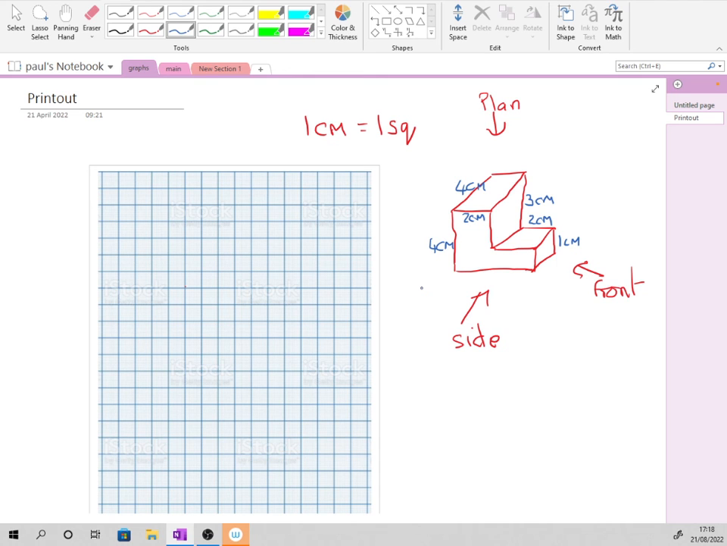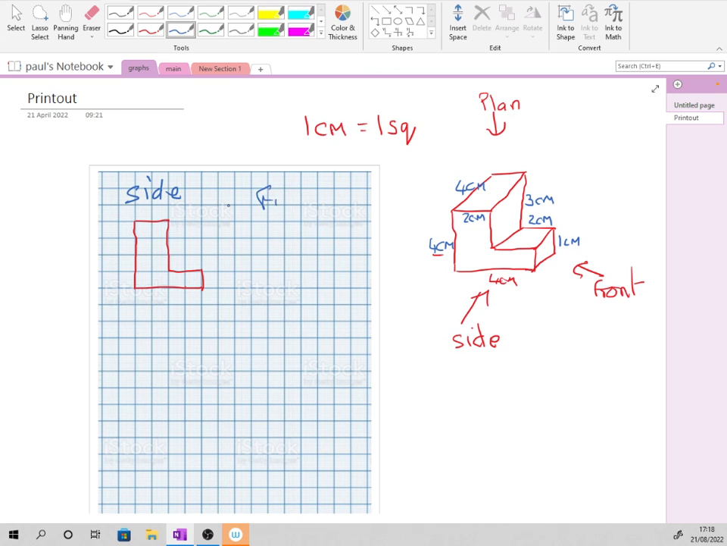First of all, over here, let's do what the side elevation looks like. In 1 square, 1 centimetre. Let's do it in a different colour so that I can see what's happening. So we've got 1, 2, 3, 4, which is this one here, and 2 and 2 makes that 4 as well. So we've got 4 along there, and then 1 centimetre high there, then come in 2, and then go up 3. So that's the side elevation.